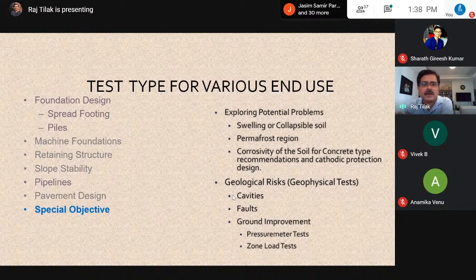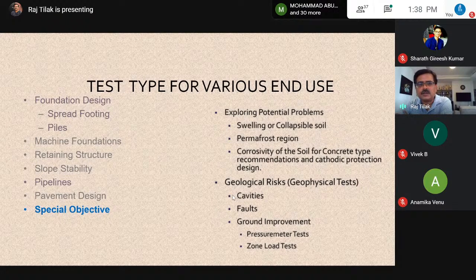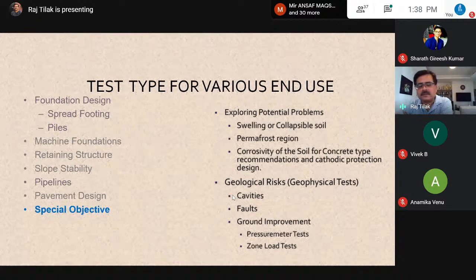Similarly, you may land up in permafrost regions in Russia and neighboring countries where you need to find out what the temperature variation is, or what the effect of ambient temperature on the soil is. So you may have to do all these kinds of special investigations. Similarly, for geological risks, you sometimes have to find cavities and faults. You may have to do geophysical tests for that, which is not covered here at the moment, but that is what you need to do.